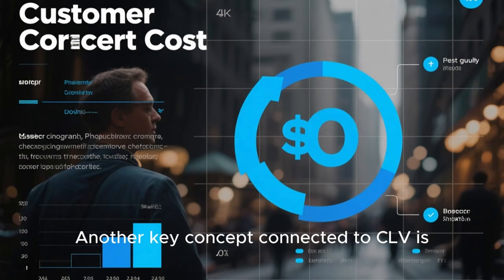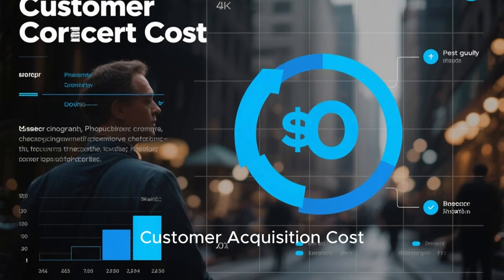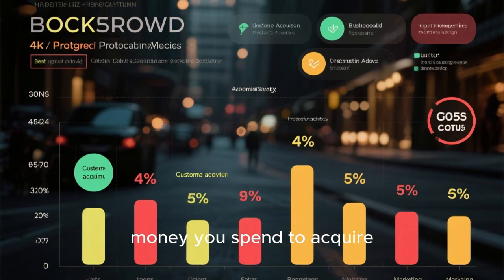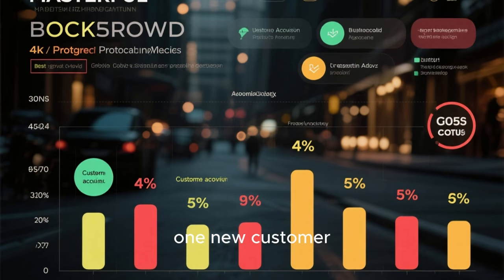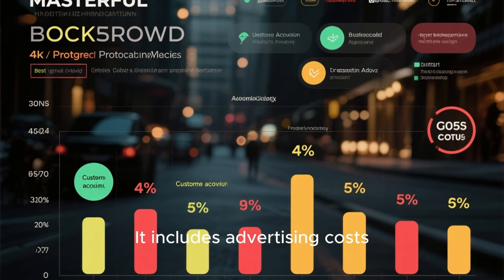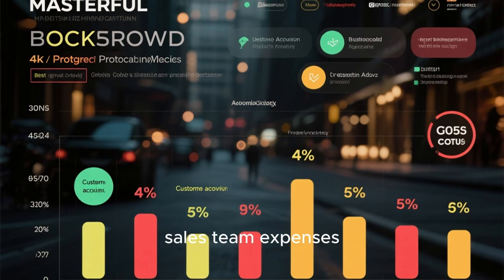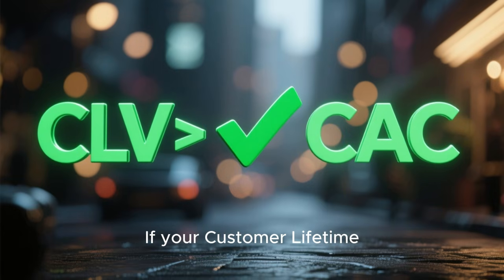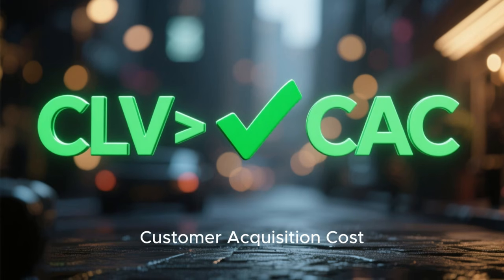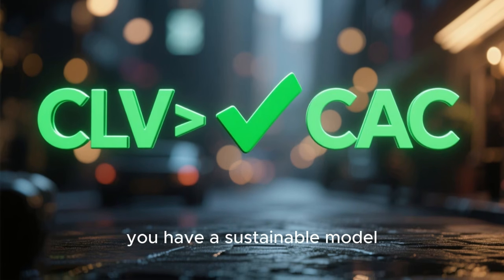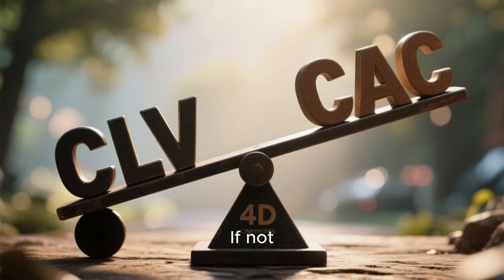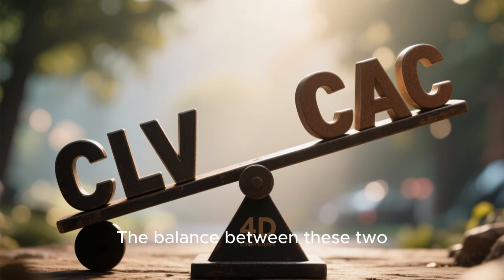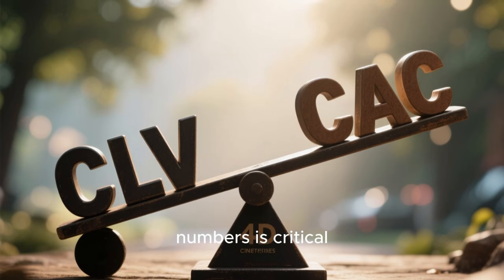Another key concept connected to CLV is customer acquisition cost, often called CAC. This is the amount of money you spend to acquire one new customer. It includes advertising costs, sales team expenses, and marketing tools. If your customer lifetime value is higher than your customer acquisition cost, you have a sustainable model. If not, your business may struggle over time. The balance between these two numbers is critical.